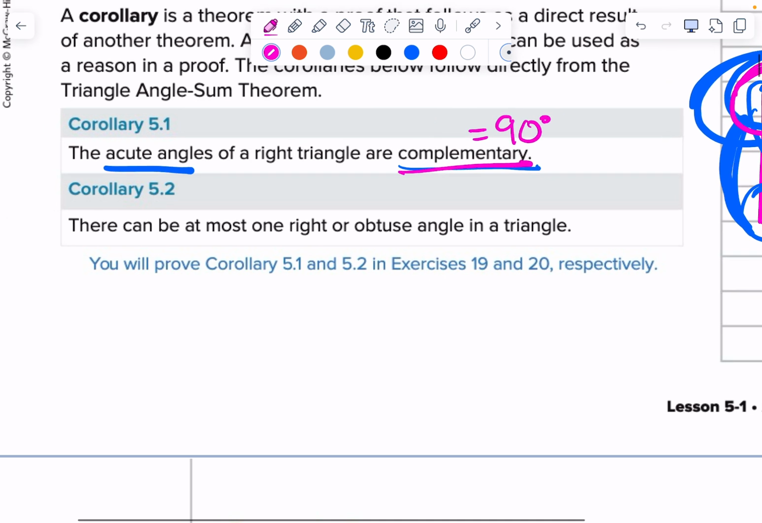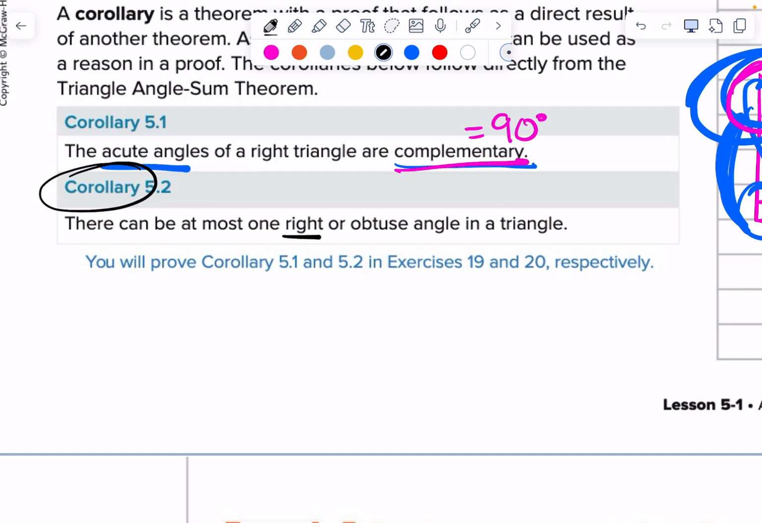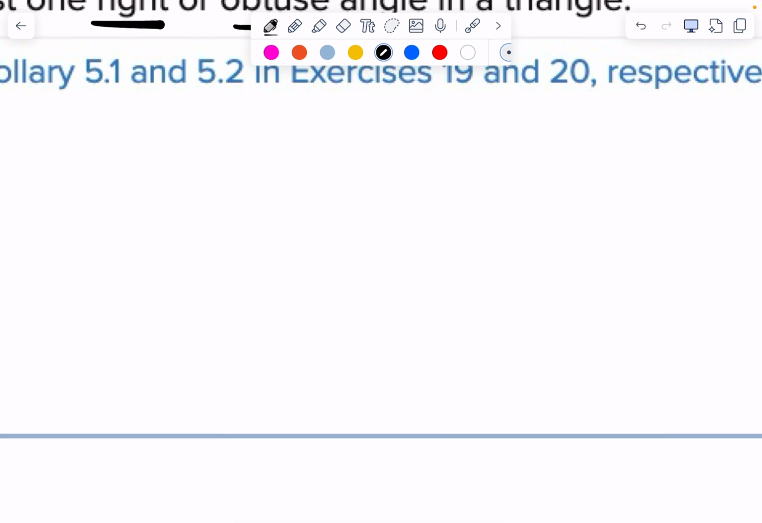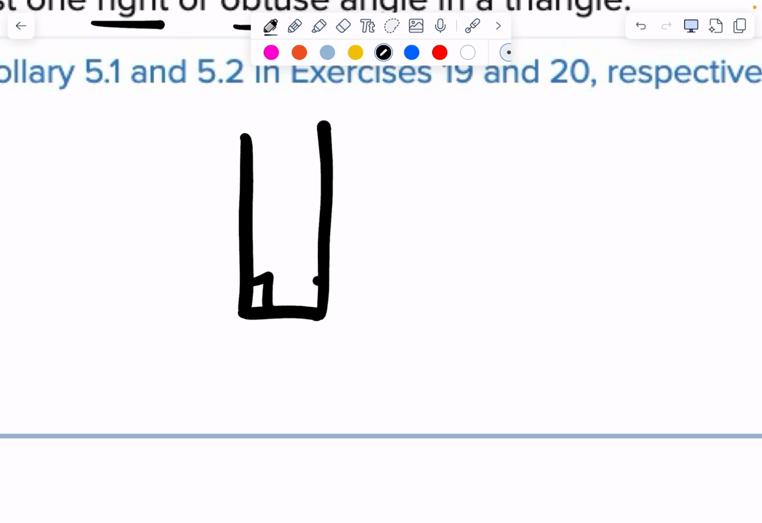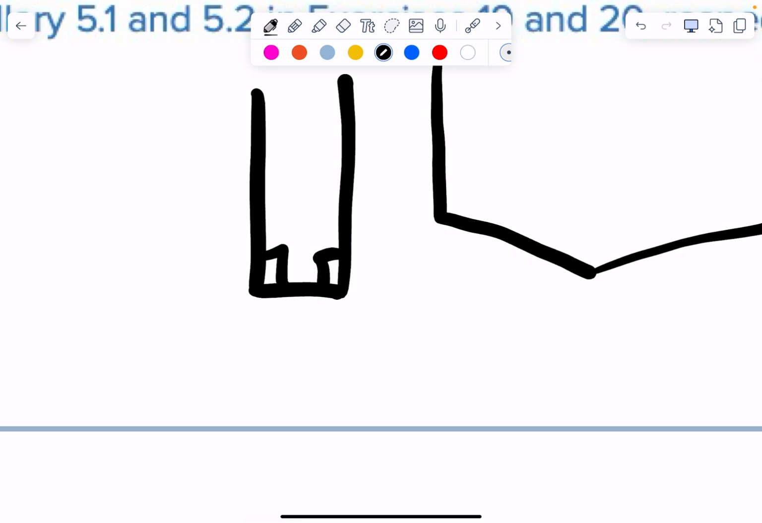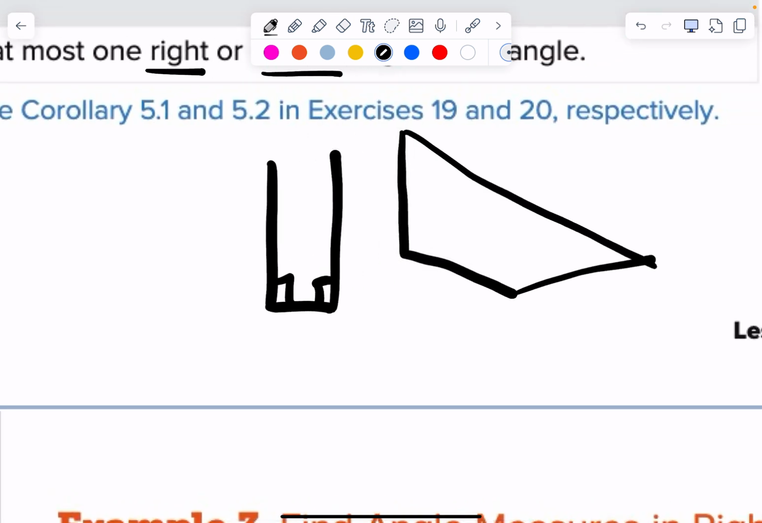Okay. And then this one says, this is another theorem. It's called a corollary. It says there can be at most one right or obtuse angle in a triangle. Can you have a triangle that has two right angles? Like I can try to make one, right? There's one right angle, right? But then if I try to make another right angle, does that make a triangle? No. It won't touch at the top, right? Okay? Or let's make an obtuse angle. There's an obtuse angle, right? If I try to make another obtuse angle, it won't touch at the top, right? I could close it off and make a trapezoid or whatever, but that's not a triangle, right? So I can have what?